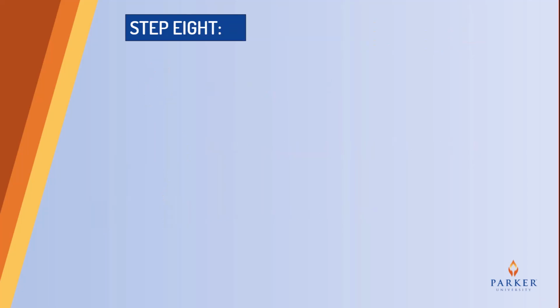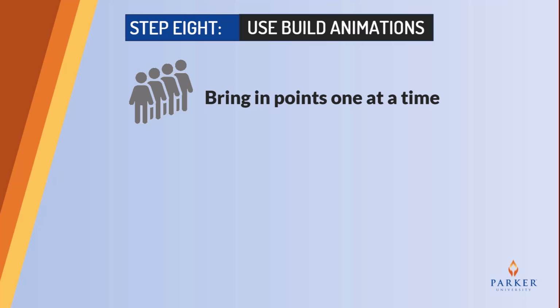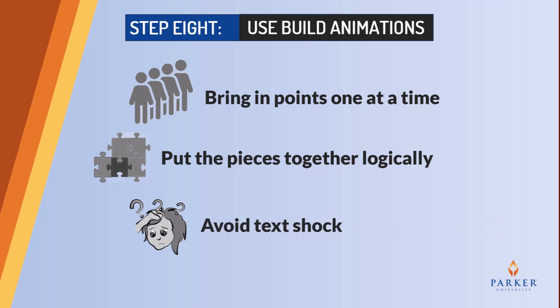Step 8. Use build animations. As you've seen in this presentation, build animations bring in points one at a time on a single slide. This helps the audience to experience the logic of what you're saying and to avoid text shock, which happens when the eyes and brain encounter too much text on a slide and attention shuts down.